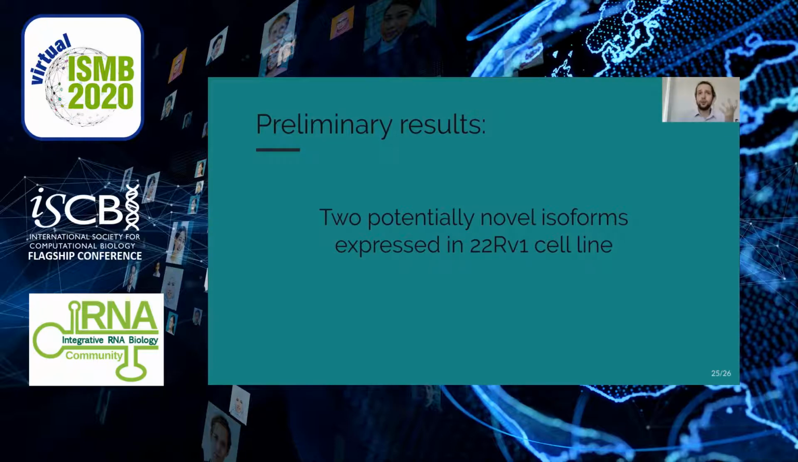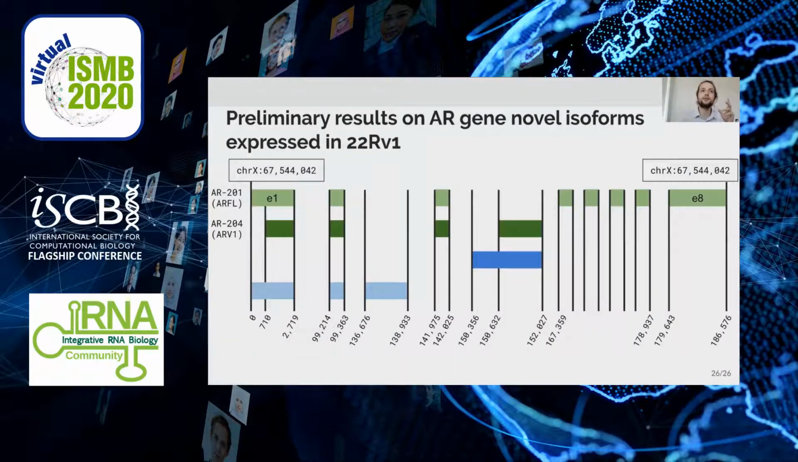As preliminary results, I wanted to show you this sequencing experiment that we've done. This is on the 22RV1 cell line, which is a prostate cancer cell line. And we find two potentially novel isoforms not identified before in the major annotation databases. This finding is not yet confirmed by orthogonal technologies, so we would like to do this.